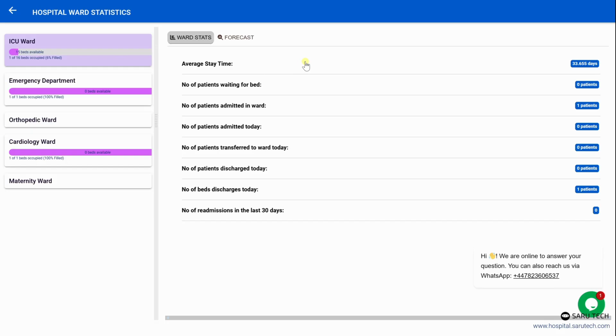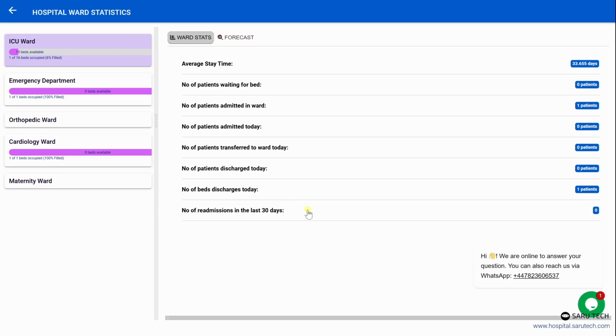These metrics include average stay duration, number of patients waiting for bed assignment, number of patients admitted in the ward, number of patients admitted today, number of patients transferred to the ward today, number of patients discharged today, number of beds discharged today, number of readmissions within the last 30 days.